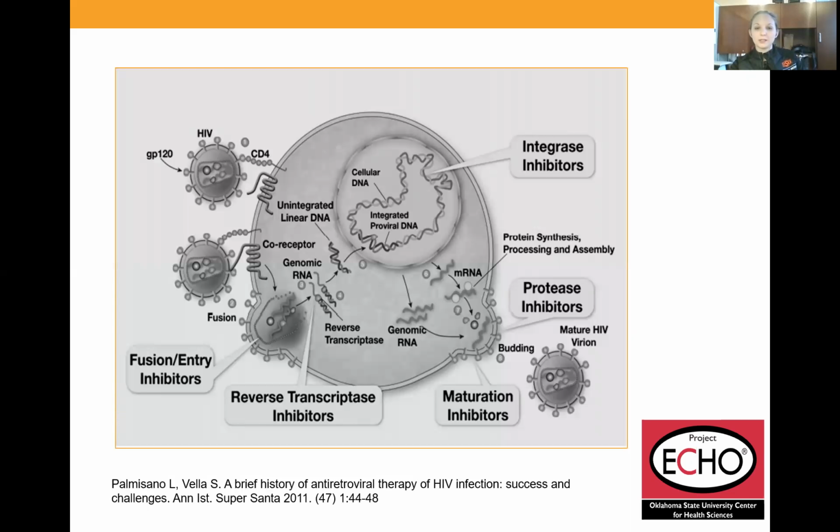So just looking at our life cycle, NNRTIs and NRTIs both work on reverse transcriptase, and so that is here really the second step of the life cycle.